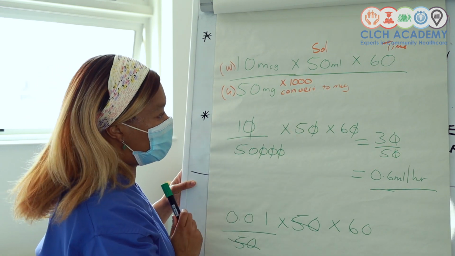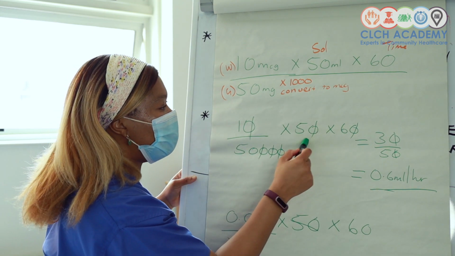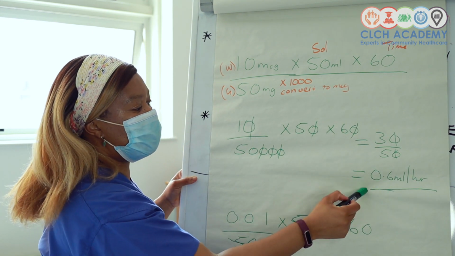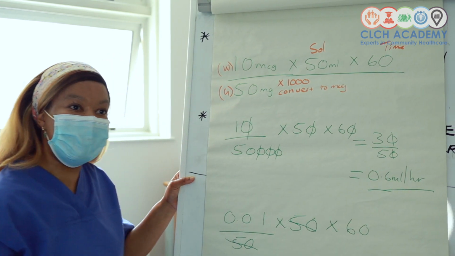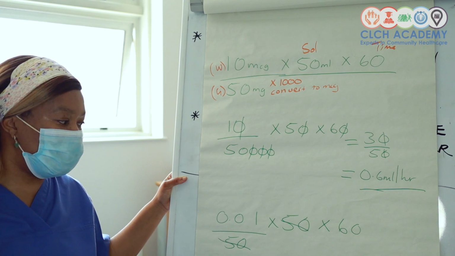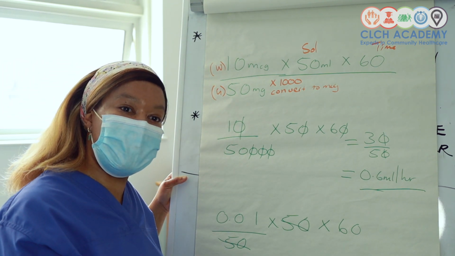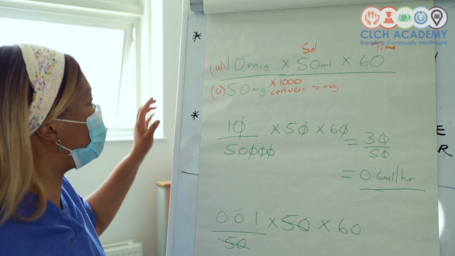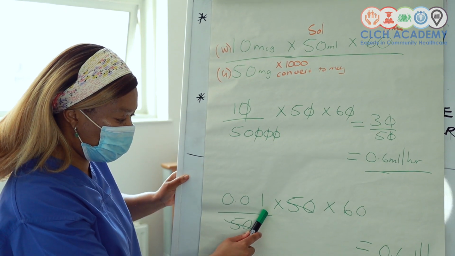So if you're used to converting everything to micrograms, first it becomes 50 times 1,000, giving us 50,000 micrograms. So it's 10 divided by 50,000 micrograms, times 50, times 60, which once simplified gives you 30 over 50, giving the answer 0.6 mils per hour. Alternatively, if you favor converting everything to milligrams, then 10 micrograms becomes 0.01.